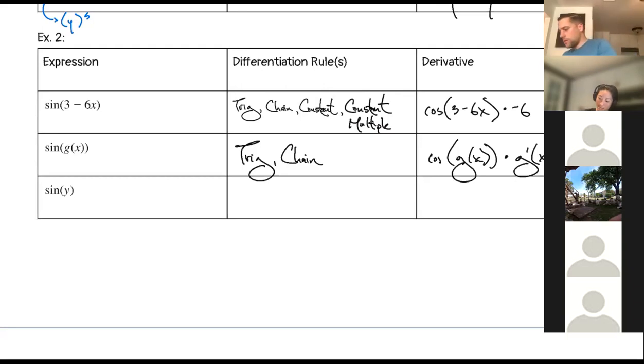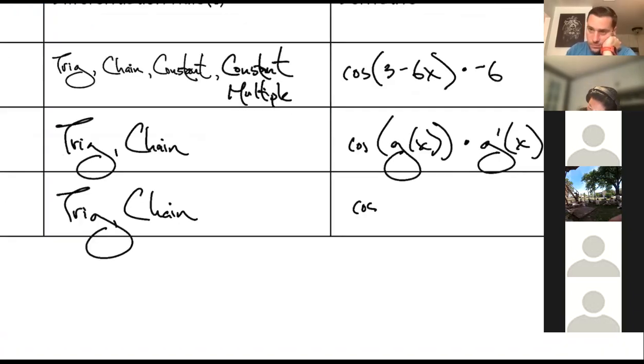Great. All right, last but not least, sine of y. What rules do we need and what does that derivative look like? I think same too. We're gonna need trig because of the sine. We're gonna need chain rule because we sort of have this inner function, right? Remember, y represents some function. So how would we represent that derivative? Good, we're gonna have cosine of y times y prime, okay?